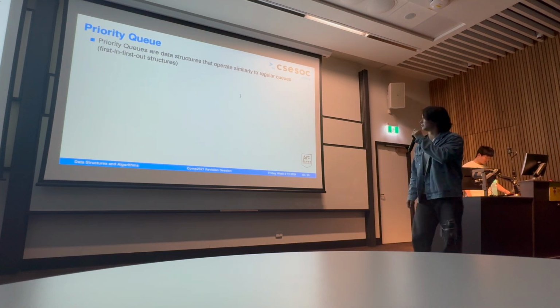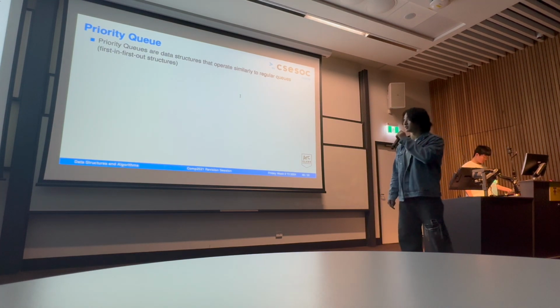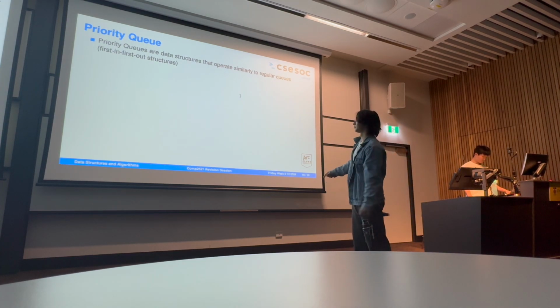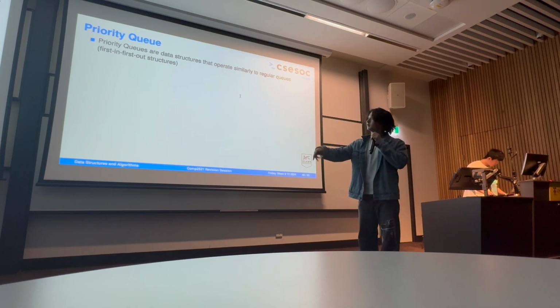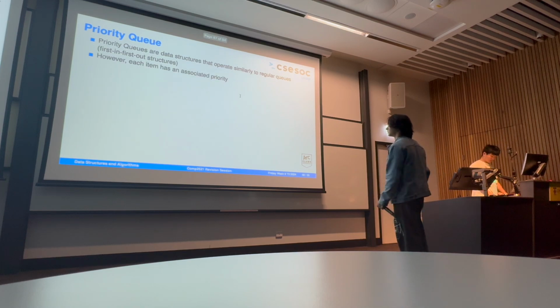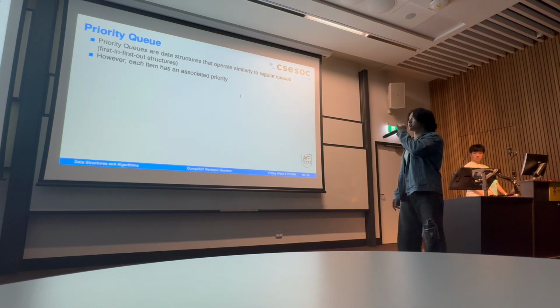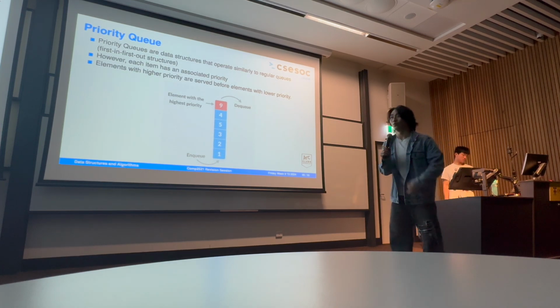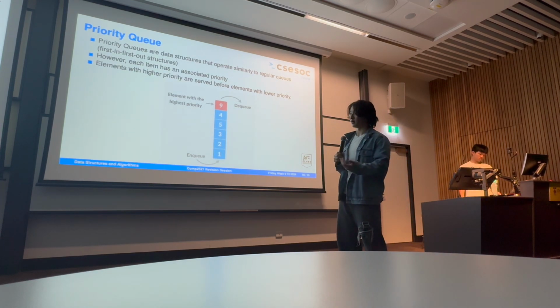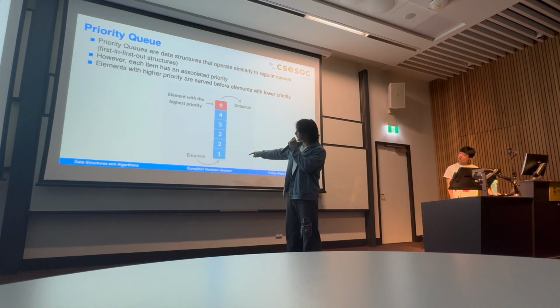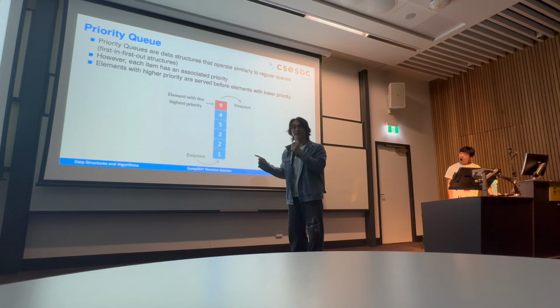They operate similarly to regular queues, which are first in, first out. Here it's not quite that, but it's still sort of the thing at the front that is taken off first. So each item has an associated priority, and the priority determines where we want to put the item. We enqueue from the back, we dequeue from the front. So the element with the highest priority needs to be at the front.